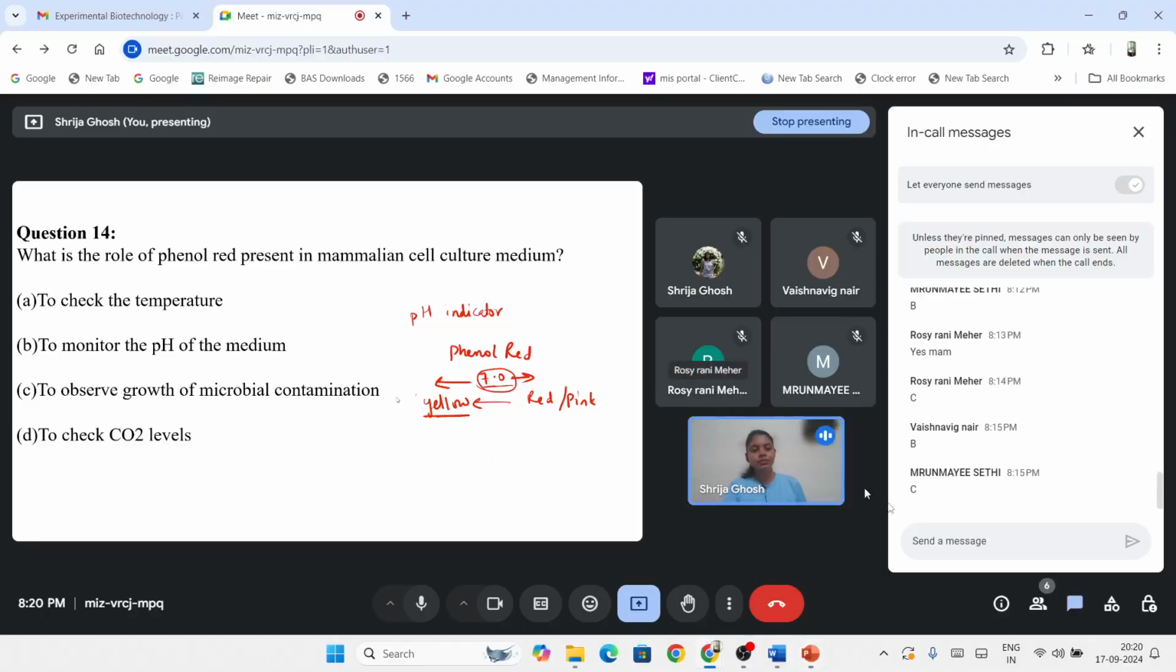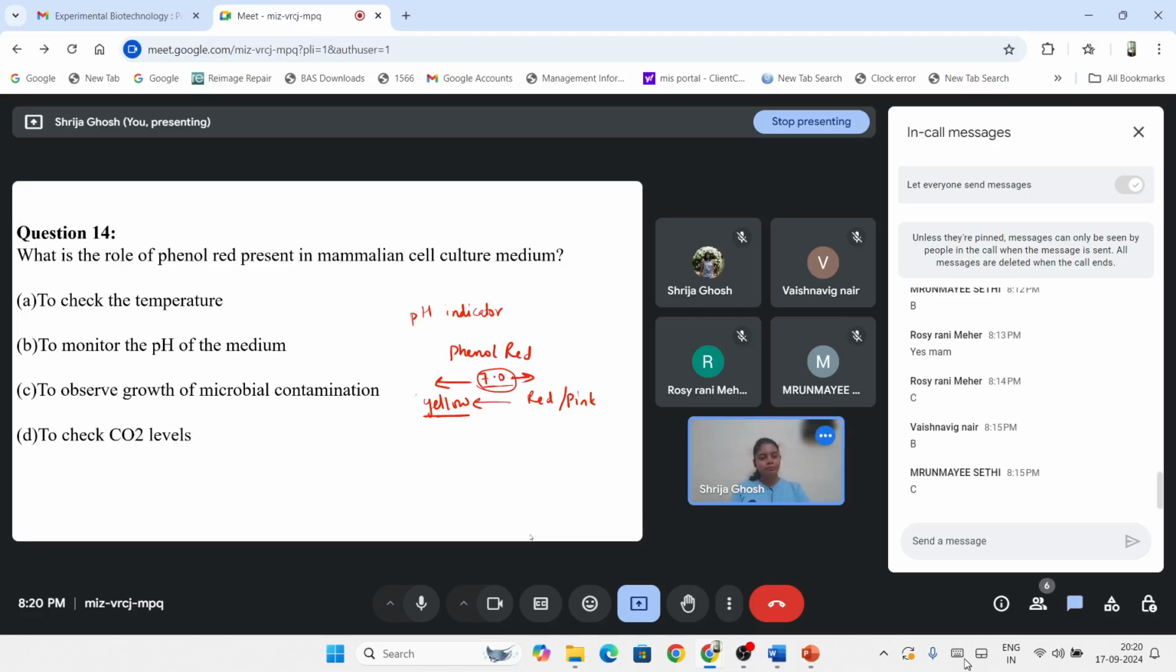This is clear to everyone? So both of you have answered option C, to observe growth of microbial contamination. It is, you can say, an indirectly correct answer if there is some other contamination that is acidic in nature. So generally fungal contaminations, fungus secretes a lot of acidic components. So fungal contaminations also tend to give a yellowish color to the media because of the acids released by the contaminants. But mainly we add the phenol red as a pH indicator.